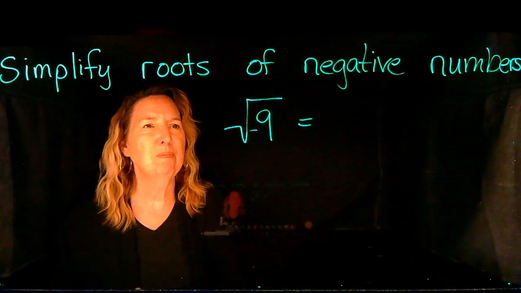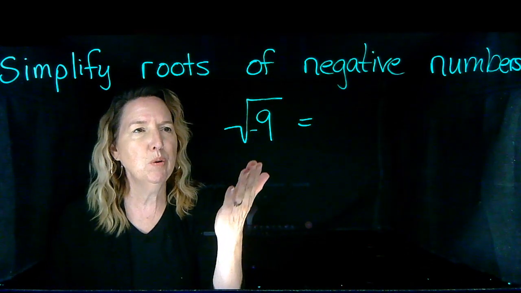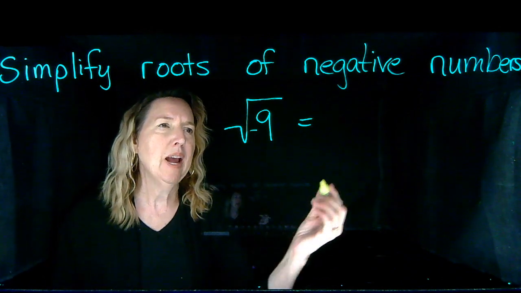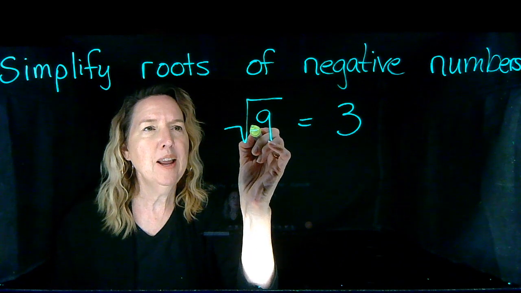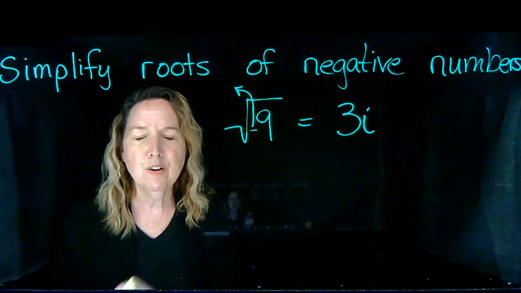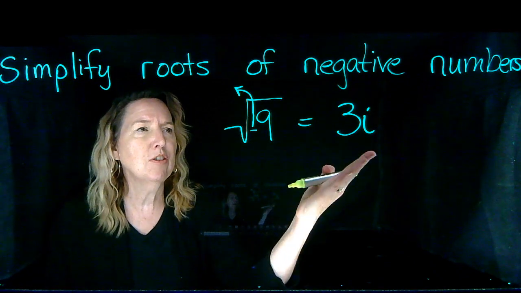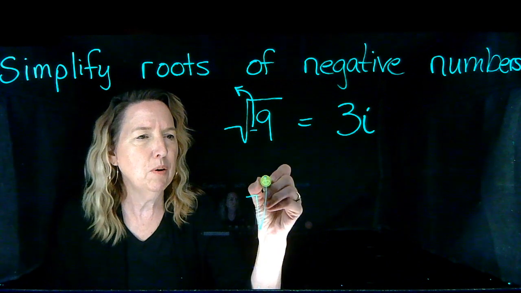Here's how that works. When we have the question, what's the square root of a negative 9? The answer is 3, but for the negative, to account for it, we're going to call that i for imaginary. We're going to say our answer is 3i. Similarly, let's look at another example.